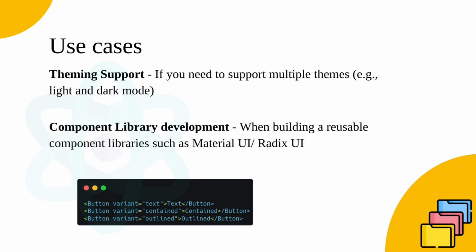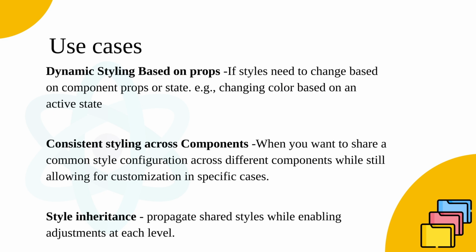In the code sample below, you can see where you pass different sets of variants and props to get different styles of buttons. To create this kind of design system, you can follow this design pattern. Dynamic styling based on props, as I've always said: if styles need to be changed based on component props or state, for example changing the color based on the active or inactive state, you can use this design pattern very easily.